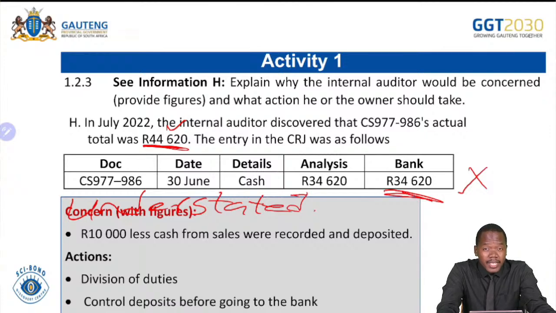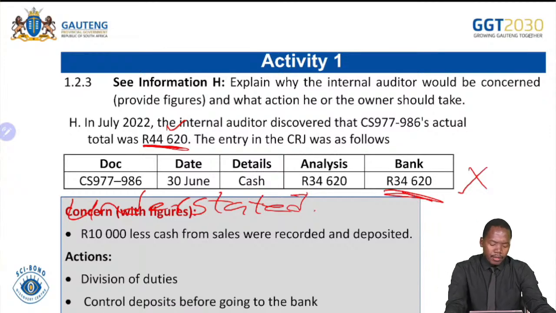How do we divide duties? The person who deposits money should not be the same person who receives cash. The person who records cash should not be the same person who receives and deposits money. We should also, when we divide duties, have someone who oversees all the processes of receiving, recording, and depositing money. You don't just say division of duties, you need to say more.